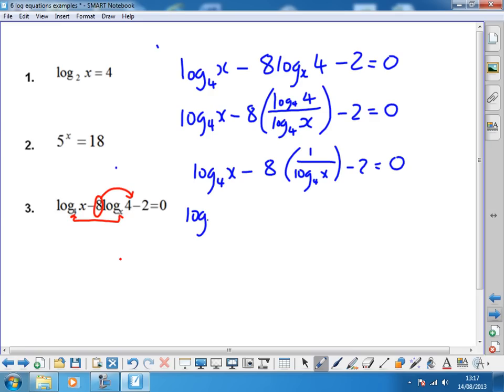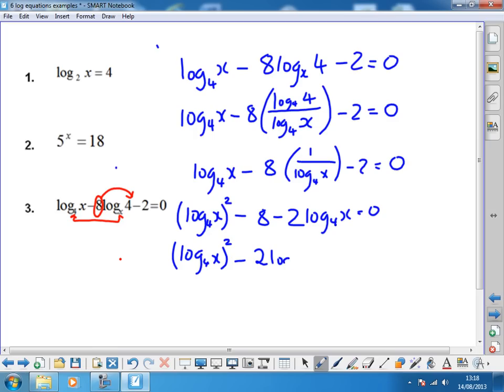So I will get log to base 4 of x times log to base 4 of x minus 8, and then the 1 over log to base 4 of x cancels with the log to base 4 of x, minus 2 log to the base 4 of x. And this is a quadratic. Log to the base 4 of x squared minus 2 of them minus 8.